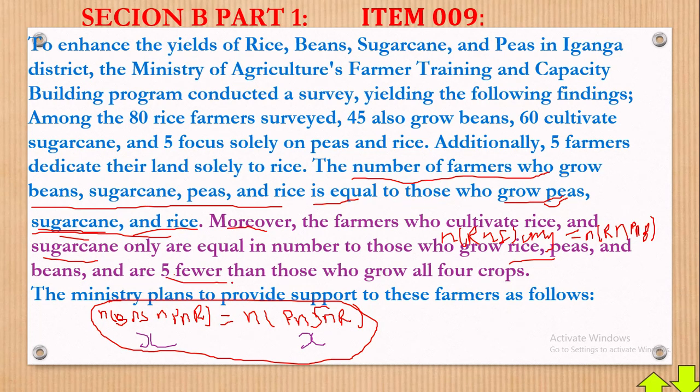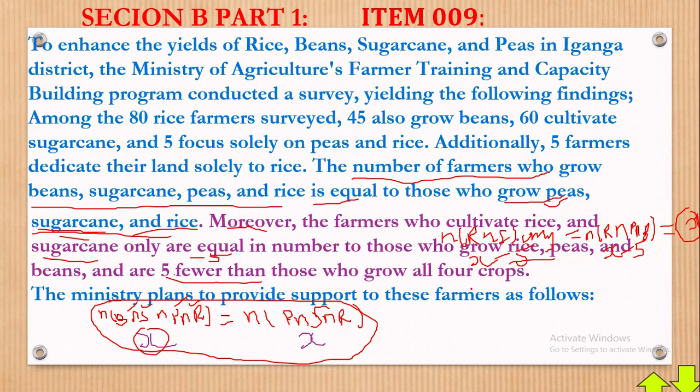Now said are fewer than. The word fewer than means you're going to subtract 5. So are fewer than those who grow all the crops. But remember, those who grow all the crops were x. Remember from here, those who grow beans, sugarcane, peas, and rice, they were x. So if they are 5 fewer than those who grew all the crops, and those who grew all the crops are x, it means that for this we shall have x minus 5, because they're equal. Even here we shall have x minus 5. I hope that really makes some sense.